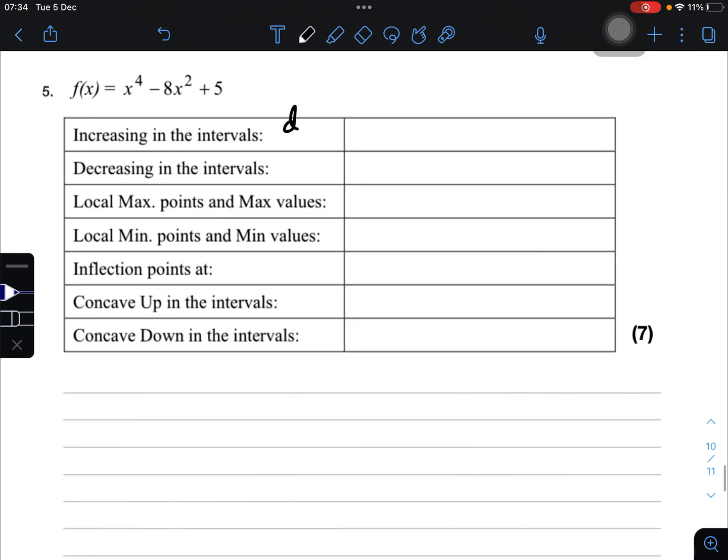Increasing intervals. Okay, well I'm just going to quickly write down. Increasing means dy by dx is greater than 0, they've just used f of x, so we'll just do f dashed greater than 0, and decreasing means f dashed less than 0.